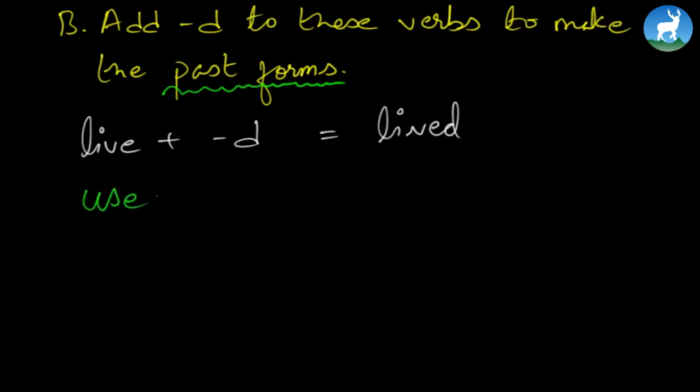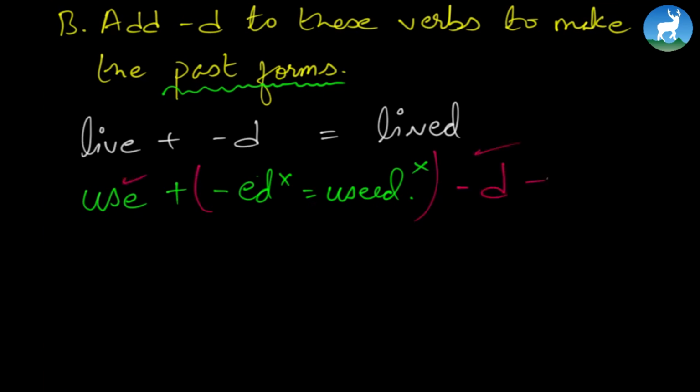Similarly, U-S-E. See, these verbs end in the letter E, and we don't end up adding ed again. That would be wrong, isn't it? Used, we don't write U-S-E-E-D. See, this is the incorrect form. The correct form would be, so these are all incorrect forms. That's why, since E is already here, we just add D, which is the correct thing to do, and then we get used.